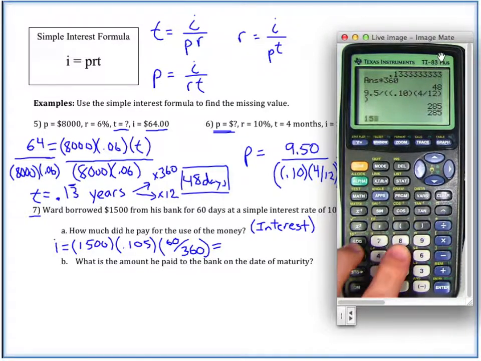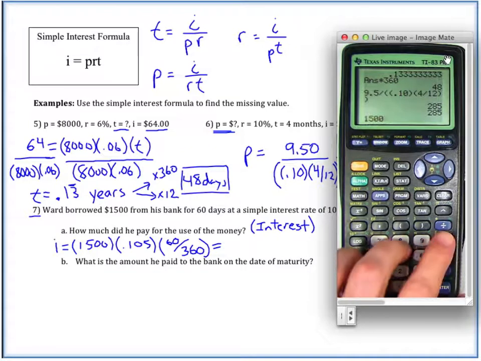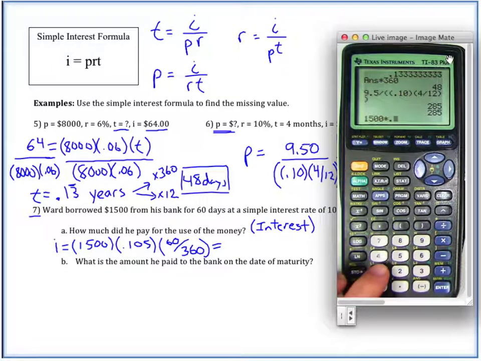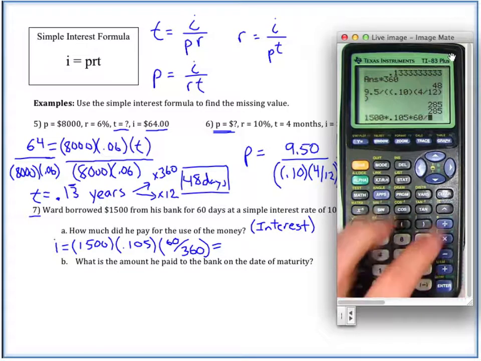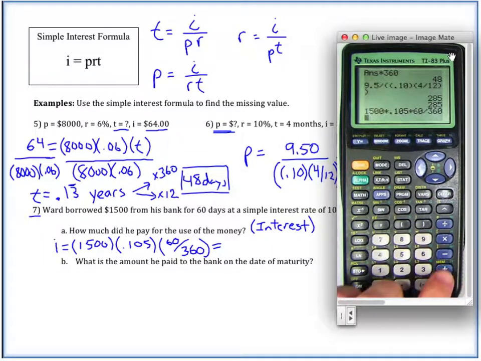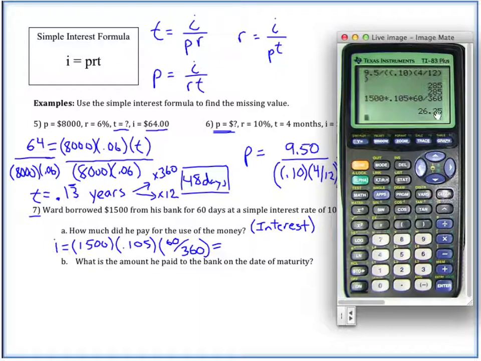So we'll do 1,500 times 0.105 times 60 divided by 360. And we get $26.25.